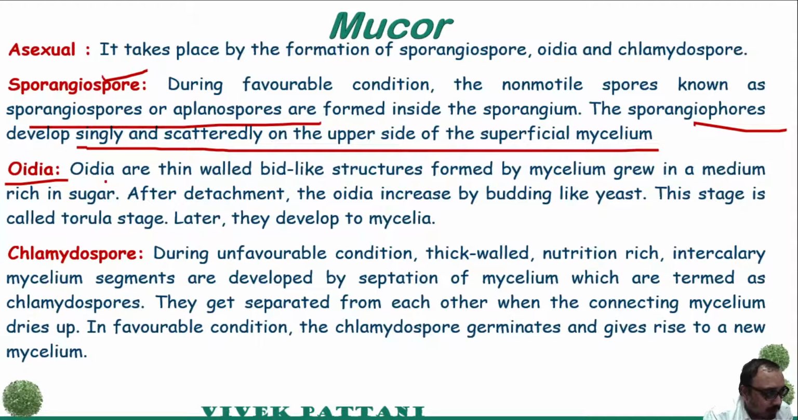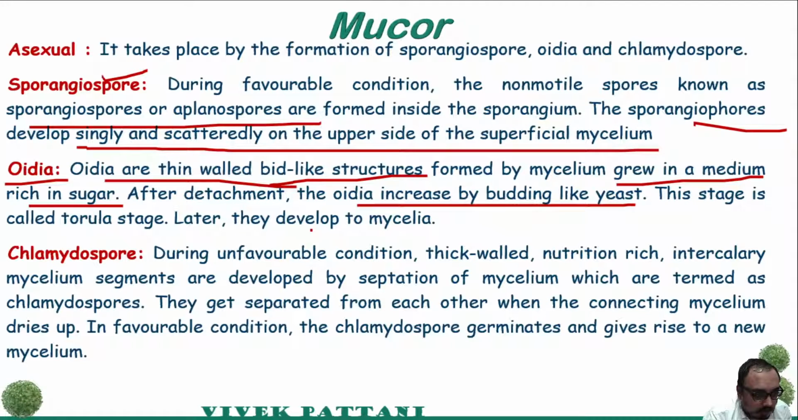What are oidia? Basically they are thin-walled, bead-like structures formed by the mycelium, and they grow in a medium which is rich in sugar. After detachment the oidia increase by budding like a yeast, and this stage is called the torula stage, which may later develop into a mycelium. So these structures grow in a sugar-rich medium, produce bead-like structures which can grow like a yeast, by budding, and later on develop into a mycelial stage.